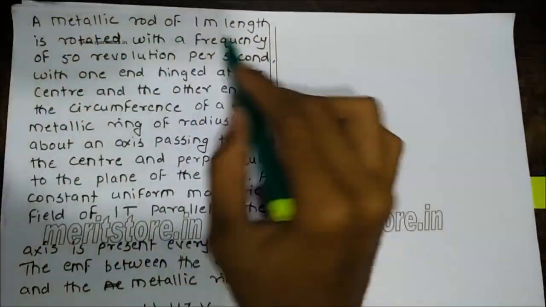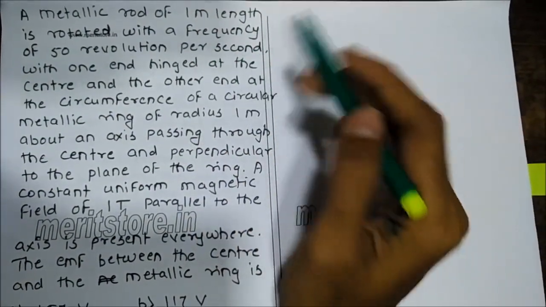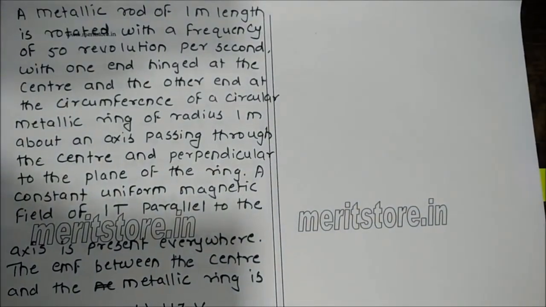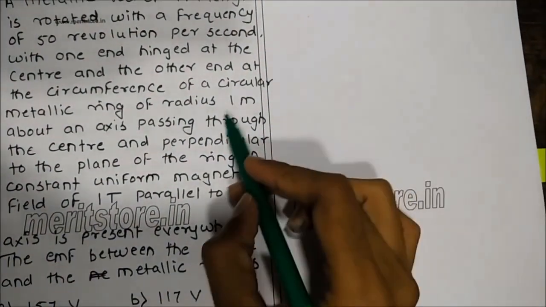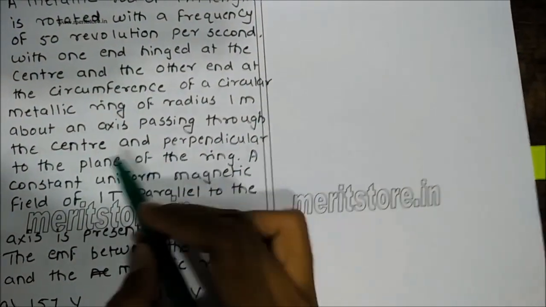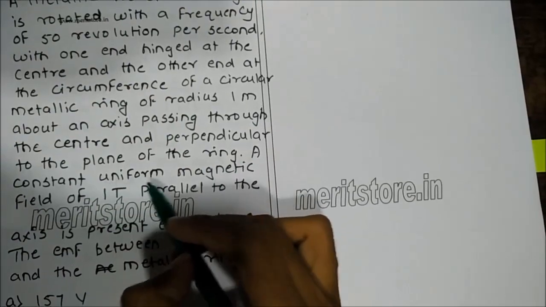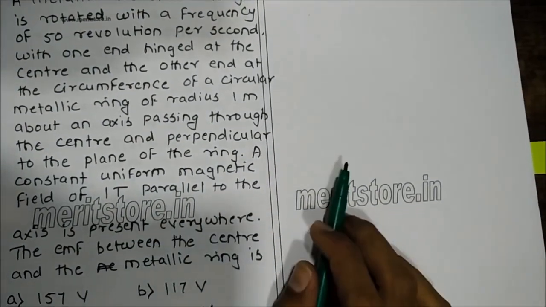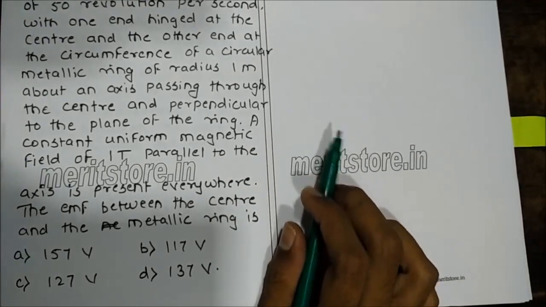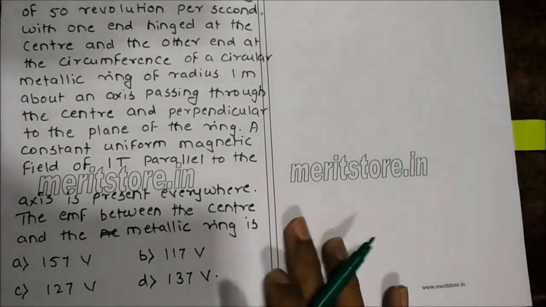Okay, next sum. A metallic rod of 1 meter length is rotated with a frequency of 50 revolutions per second, with one end hinged at the center and the other end at the circumference of a circular metallic ring of radius 1 meter, about an axis passing through the center and perpendicular to the plane of the ring. A constant uniform magnetic field of 1 Tesla parallel to the axis is present everywhere. The EMF between the center and the metallic ring is 157 volt, 117 volt, 127 volts, or 137 volts.